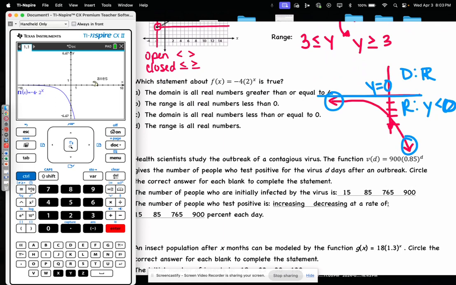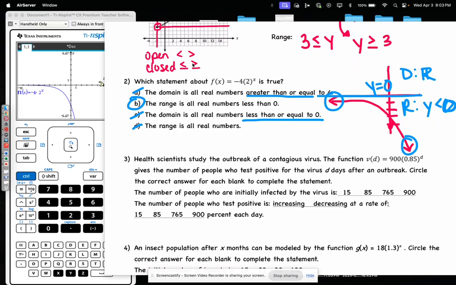This says domain is all real numbers, but it also has greater than or equal to 4. So that won't work because our domain was all real numbers. Range is all real numbers less than 0. This says y is less than 0. Double check them all. Domain all real numbers less than or equal to 0? No. Range all real numbers? No. So make sure you check all of your answer choices.